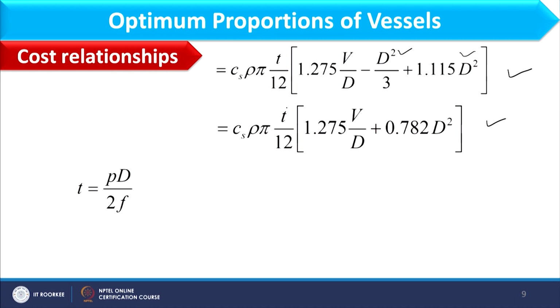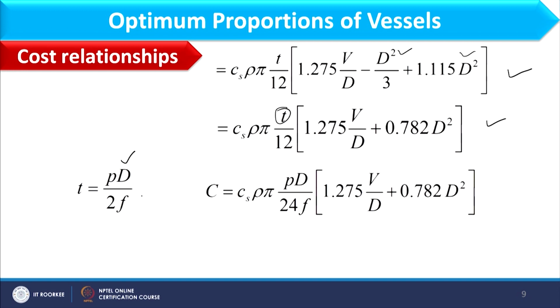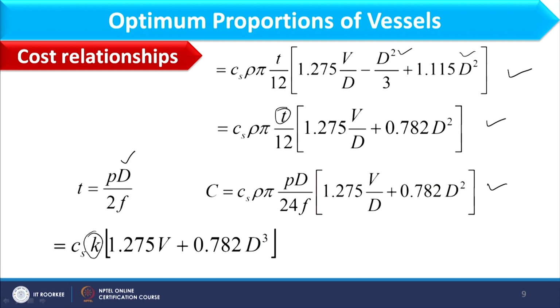Okay. And now T, what is this T? T is basically the thickness of shell as well as head. So I can use here the expression for thickness of shell, P d by 2F, which, if you remember, is related to a thin walled vessel. Okay. You can use a thick walled vessel expression also. So here T we can replace by this expression. So the total cost of the vessel would be CS rho pi P d by 24F, and the bracket expression will remain the same. Okay. Further resolving this, we can have this expression where we have considered K as all constants.